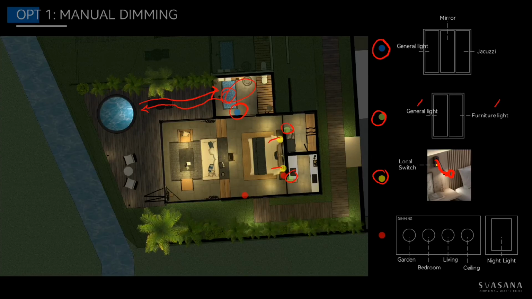Okay, and then the last one, the red one, is for the main area. This is the switch for manual dimming. So we have four rotating switches for every group: garden to control the garden, bedroom to dim the bedroom, living and ceiling, and then an additional switch for the night light.